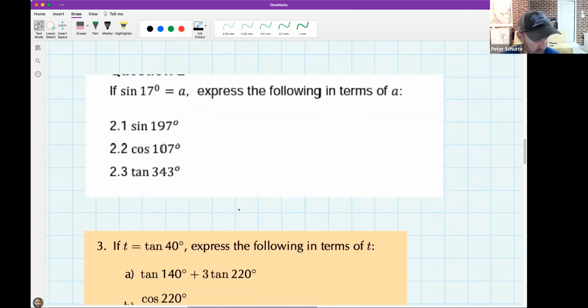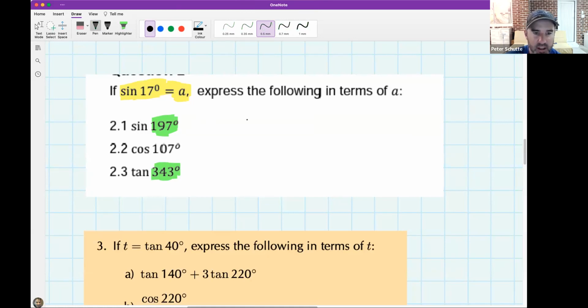The trig identity that this involves is something called the reduction formula. You'll notice that at the very beginning, the question has sine of 17 is equal to a. Express the following expressions in terms of that original. The problem I have is that this 197 is not an acute angle. It's a really big angle. The same problem with 2.2, the same problem with 3, 4. In fact, I'm actually only going to do 2.1 and 2.3 because I haven't touched on the vertical reduction at this point. So I'll just keep it at that one.